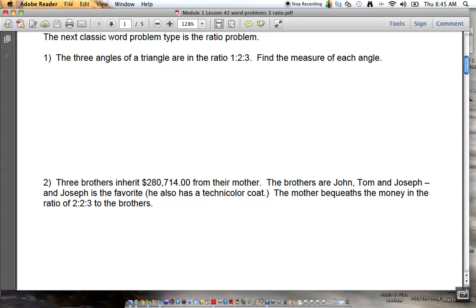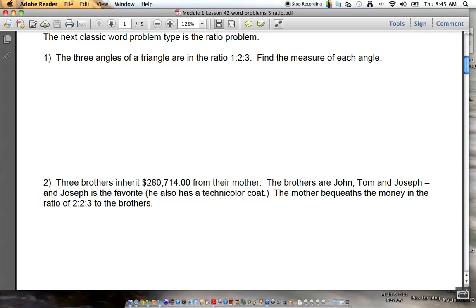The 3 angles of a triangle are in the ratio of 1 to 2 to 3. Find the measure of each angle. Now, here's the thing about numbers that are in a ratio. Any numbers that are in a ratio share something in common. For example, if I took out 3 wallets, and one wallet had $1, one wallet had $2, and one wallet had $3, the ratio would be 1 to 2 to 3, right?